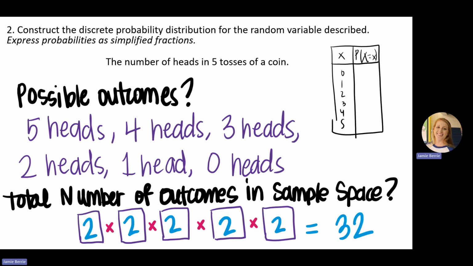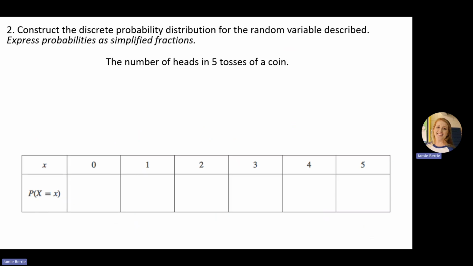All right, so I did the table horizontal here. It really doesn't matter. I just wanted to show you different options. So you can do vertical tables, you could do horizontal tables. They're all the same. All right, so we've got our outcomes here. You could observe 0 heads, 1 head, 2 heads, 3 heads, 4 heads, or 5 heads. And now we need to calculate our probabilities.